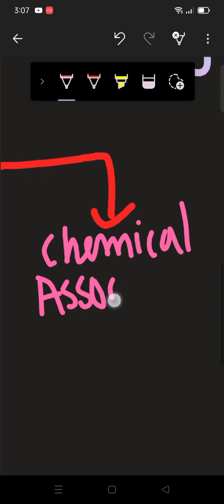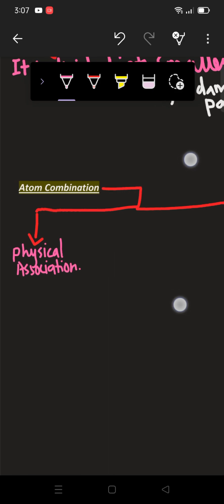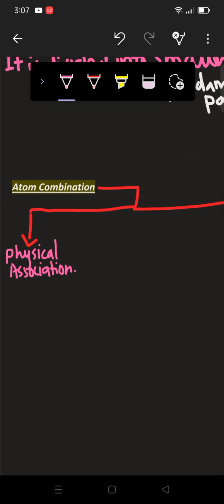Physical basis, or you can say physical association. And the second one is chemical association. Now see, when the same type of atoms combine together, not chemically, however physically.